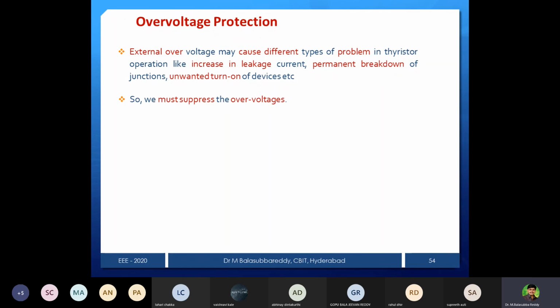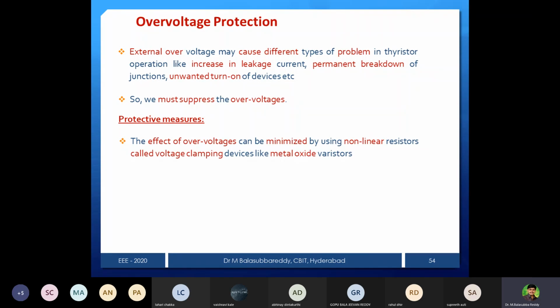So we must suppress the over voltages. We discussed the over voltage causes, whether internal or external, and that they lead to problems. Once we know that, what are the protective measures we need to take? The effect of over voltage can be minimized by using non-linear resistors.